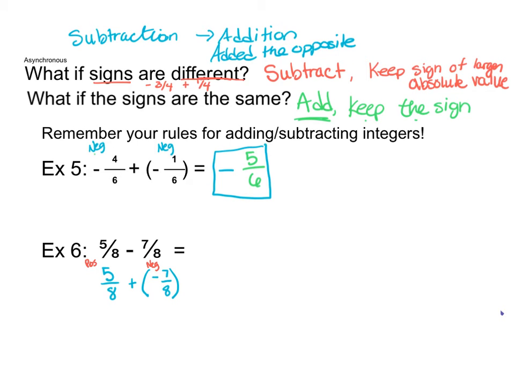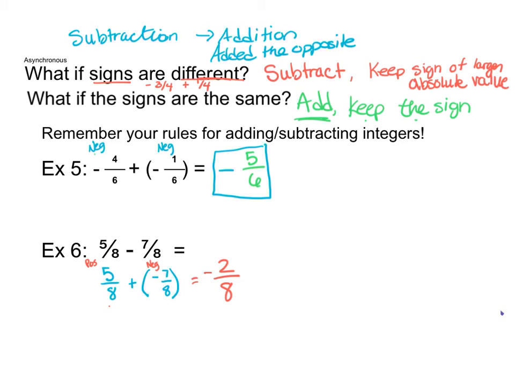So that means I'm going to subtract in my head and keep the sign of the larger absolute value. Okay, so subtract 7 minus 5, which is 2. So I get 2 eighths. Now I have 5 eighths and I have negative 7/8. So I'm really looking at the 7 and the 5. Which one has the larger absolute value? The 7 or the 5? The 7 does. So that means my answer will be negative.